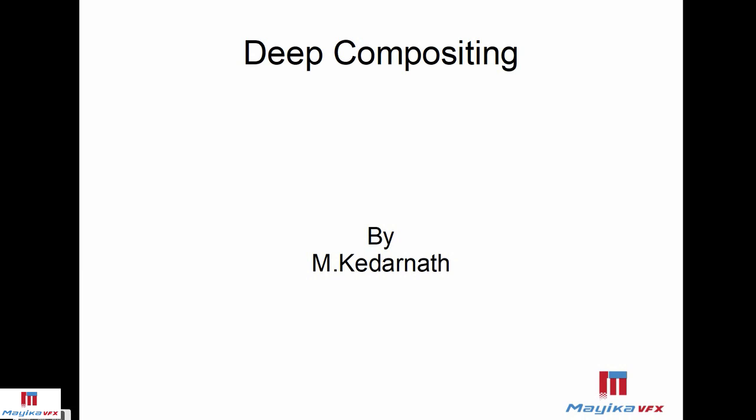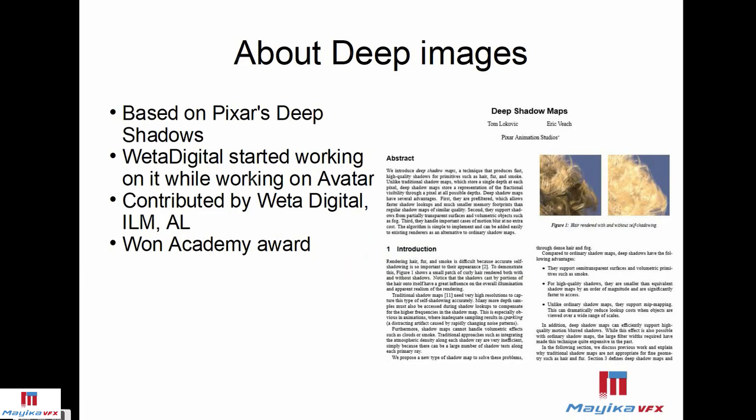The concept of deep images is based on the paper published on deep shadows by Pixar around the year 2000, after which Pixar developed deep shadows. Based on that, a few studios started working on deep. Deep compositing started long back in Weta Digital while working on Avatar. Earlier they were working on the ODZ format to save the deep data. Along with Weta Digital, ILM, Animal Logic and DreamWorks were also involved in developing deep further. They also won an Academy Award for developing deep technology.